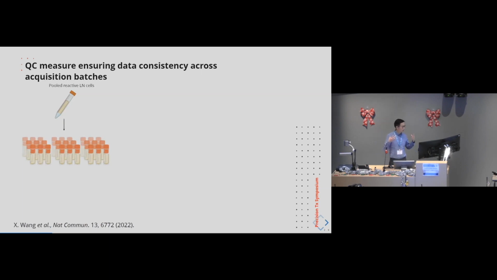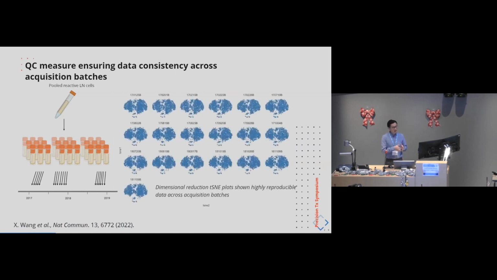So we collect reactive lymph node samples from different patients, put them together and freeze them into many vials, and we run these vials at the same time as we run the samples at different time points. Then we use these samples just to assess the data consistency between each run batch. So this is 17 batches of data we ran for this study.